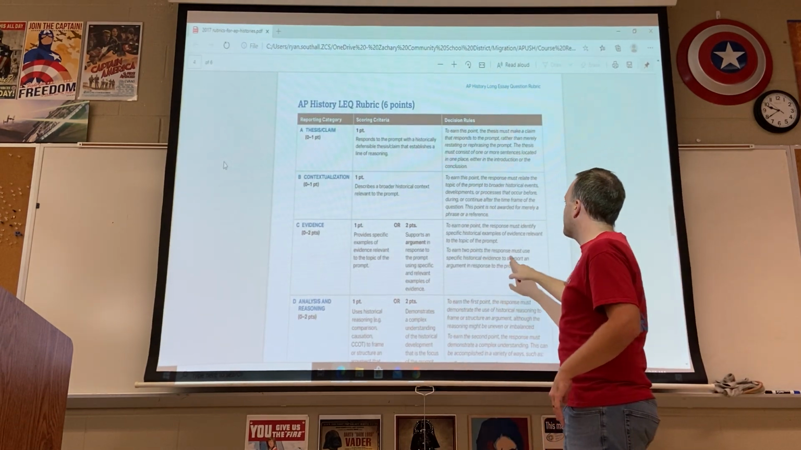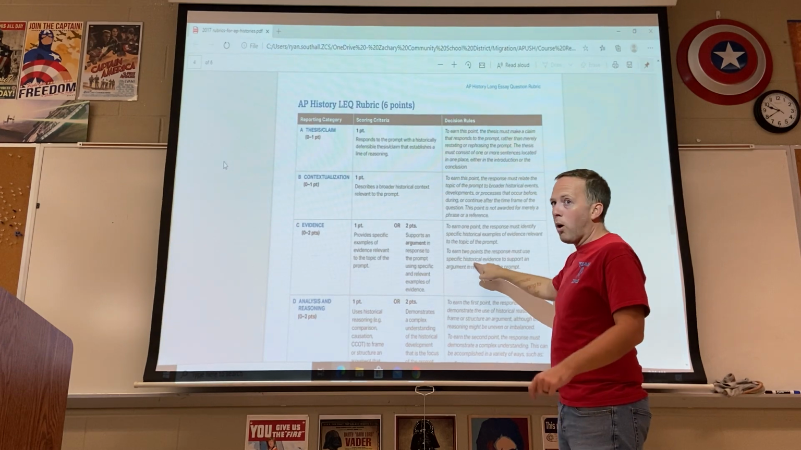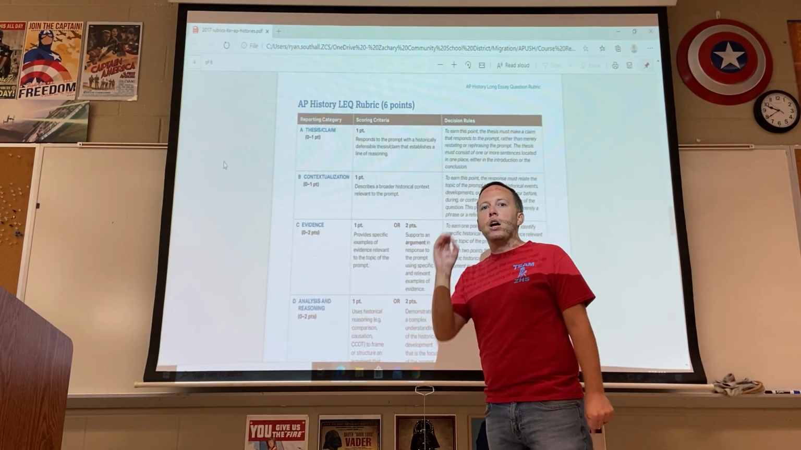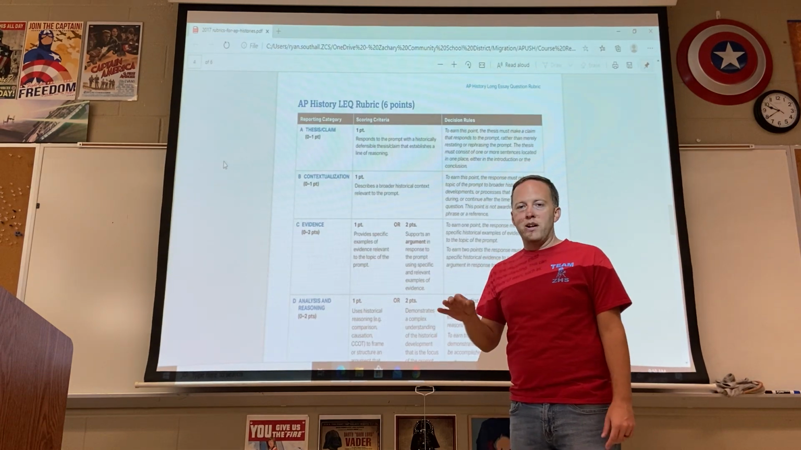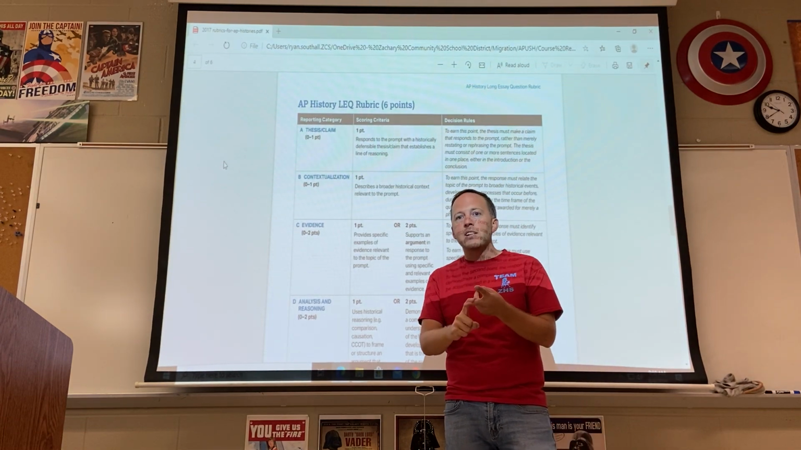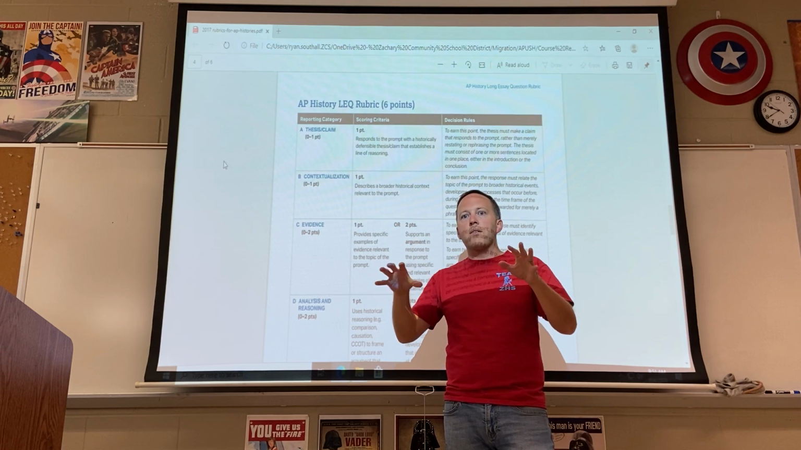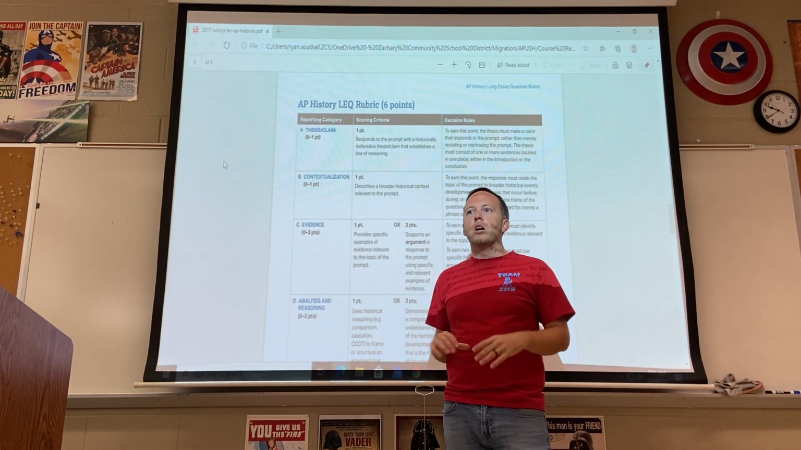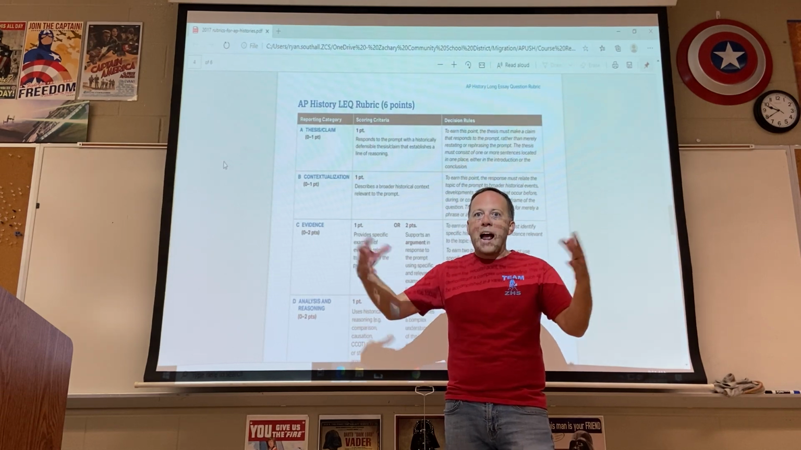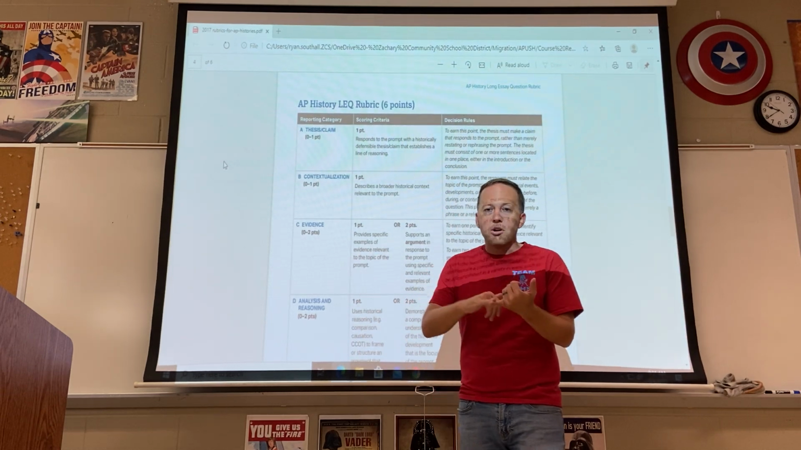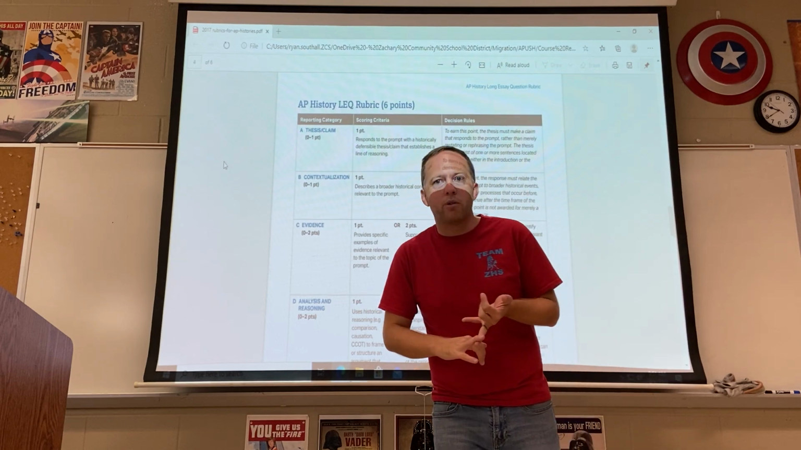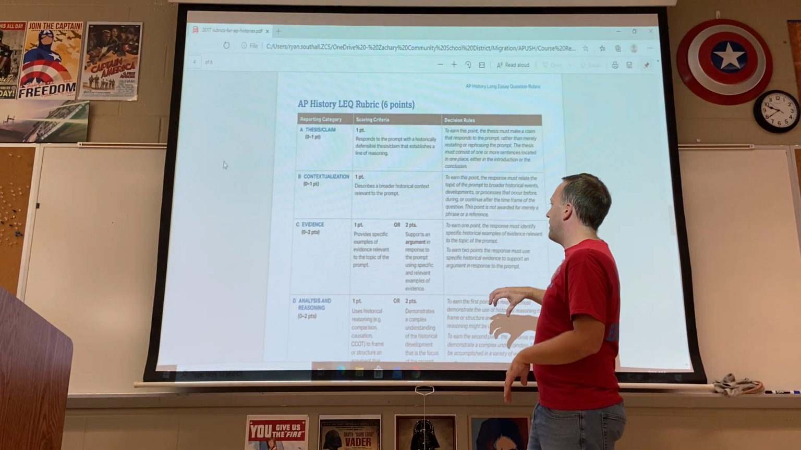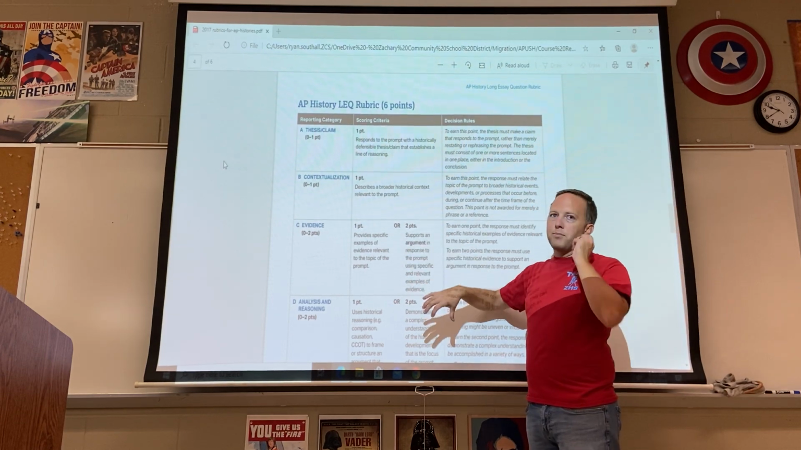To earn 2 points, the response must use specific, historical evidence to support an argument in response to the prompt. You have to use specific evidence, meaning names, events, places, whatever the case is, document names. Not just the colonists did not like the British government. That's true, you're not wrong, but how so? Show me how. They did the Boston Tea Party, the Boston Massacre was a travesty, Stamp Act, whatever the case is. Give examples of that. So you have to have examples in both paragraphs.